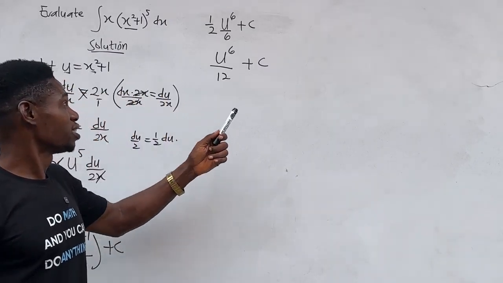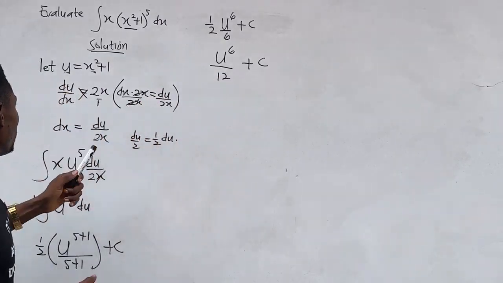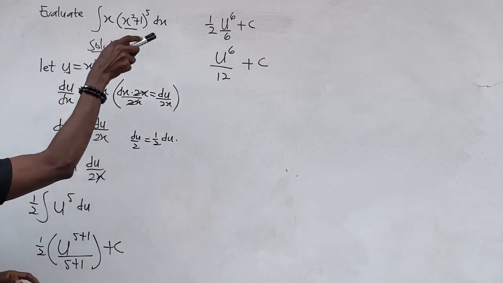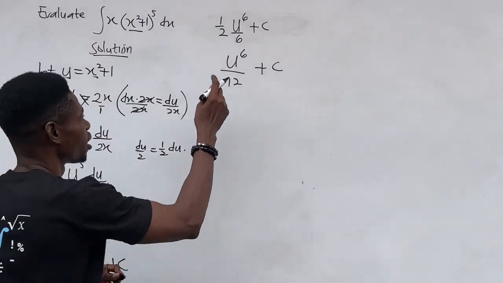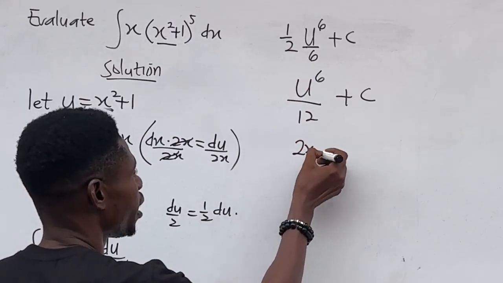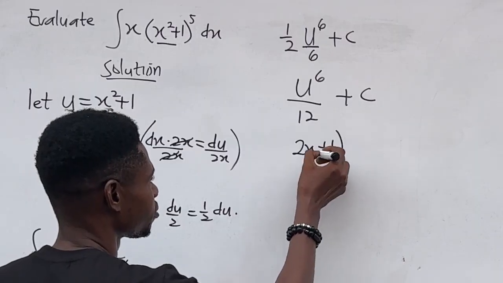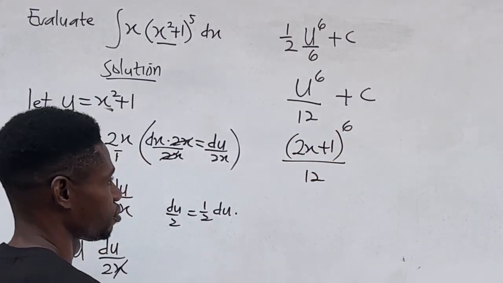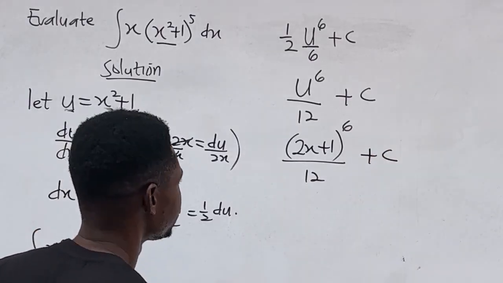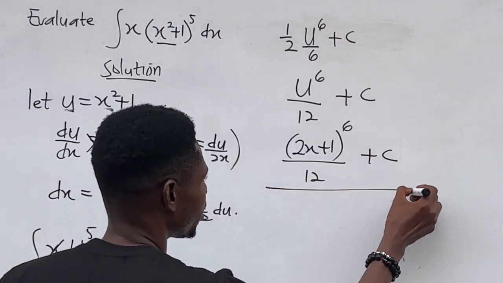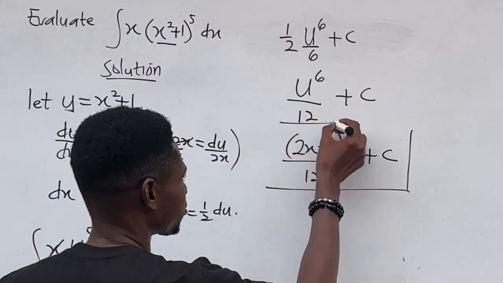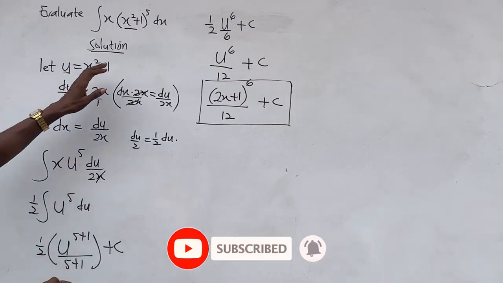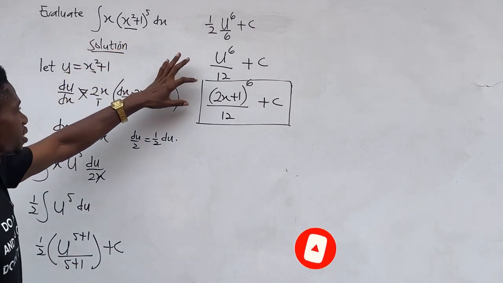So let's go on. Now this is our u. Remember, we made x squared plus 1 equal to u at the beginning, so we have to bring it back. So our answer is x squared plus 1 raised to the power 6, all over 12, plus c. So this is our answer. Okay, so when you integrate this, you get this.